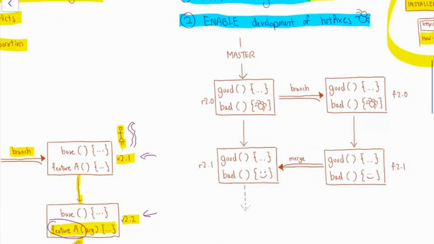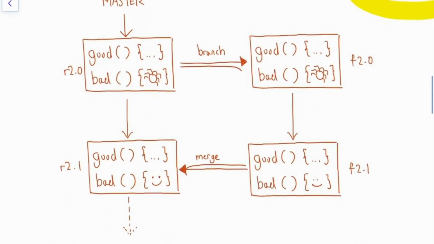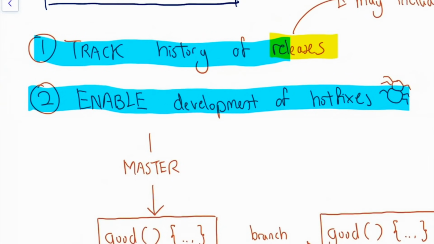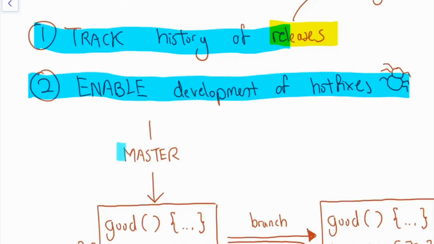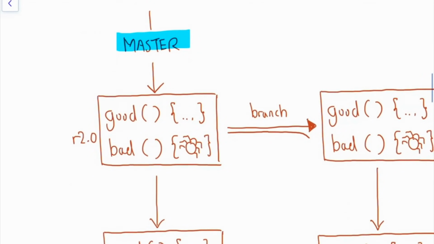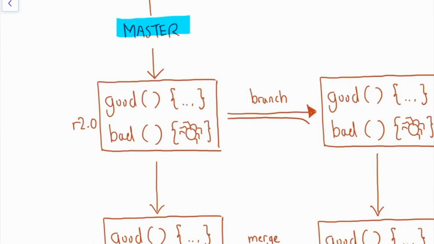And next we have release management, which is a slightly different process, because here our goal is to enable, first, tracking the history of releases, and secondly, development of quick fixes, because this is supposed to be production code. So normally we will be working on a branch called master, or the production branch, versus the development branch. All the code that is committed here should be working as best as possible, or in other words, in release state.